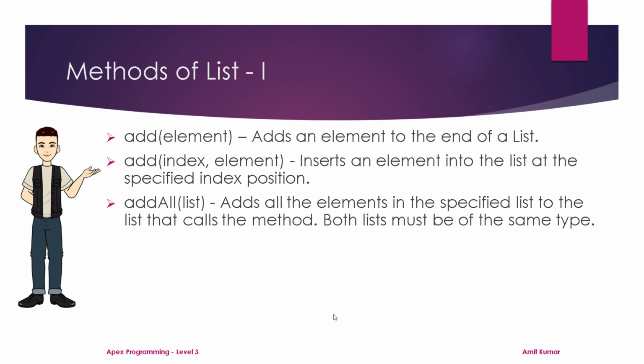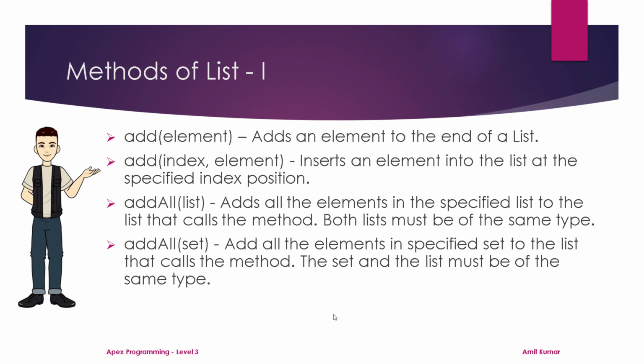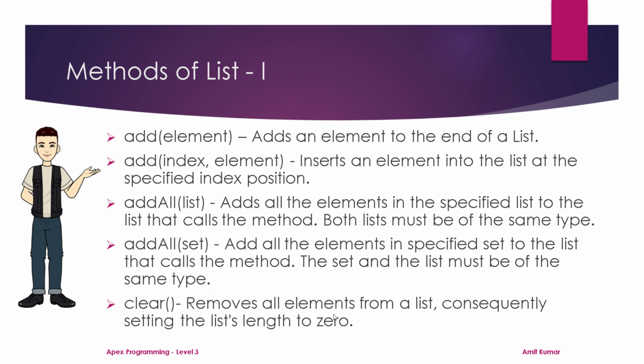The addAll method with a list as parameter adds all the elements in the specified list to the list that calls the method. Both lists must be of the same type. The addAll method with a set adds all the elements in the specified set to the list that calls the method. The set and the list must be of the same type. The clear method removes all elements from a list, consequently setting the list's length to 0.